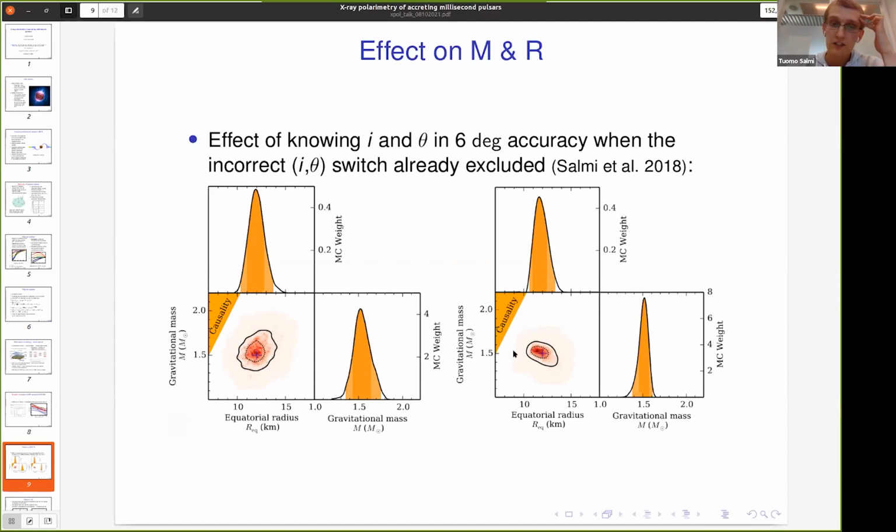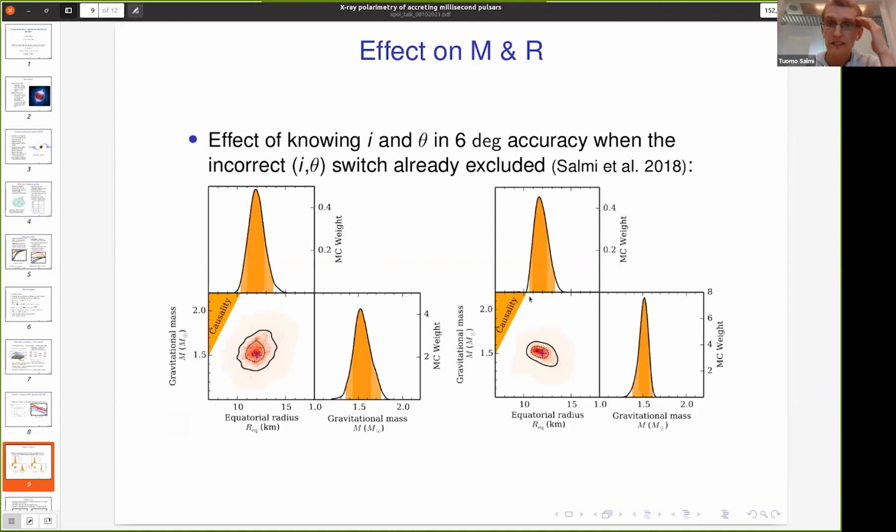And we saw that the mass and radius both improved if assuming the 6-degree accuracy in the measured I and theta. But there is more improvement in mass than in radius. This improvement is maybe a little bit hard to see from this, but it is maybe not a very good example, because in this case we had also other observations which already had excluded the opportunity to have switched inclination and theta. So in other cases it might be even more relevant and even better to have polarimetric information.